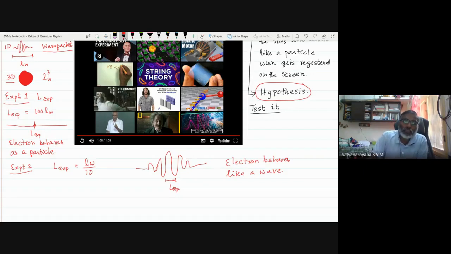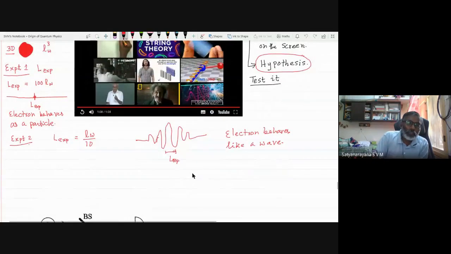Now, how do I test this hypothesis? We further say that how the native length scale of the wave packet compares to the experimental length scale decides whether it is going to be a wave or a particle. In a double slit arrangement, an electron with some length scale LW is coming, and how the slit spacing compares with LW determines whether it will behave like a wave or a particle.